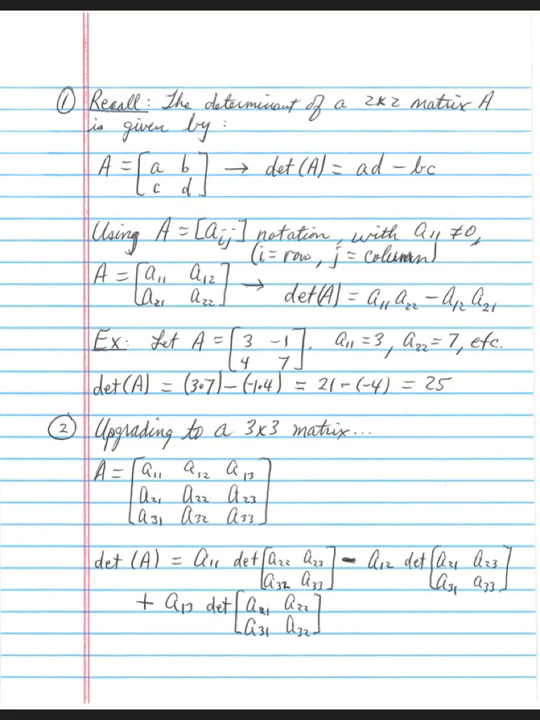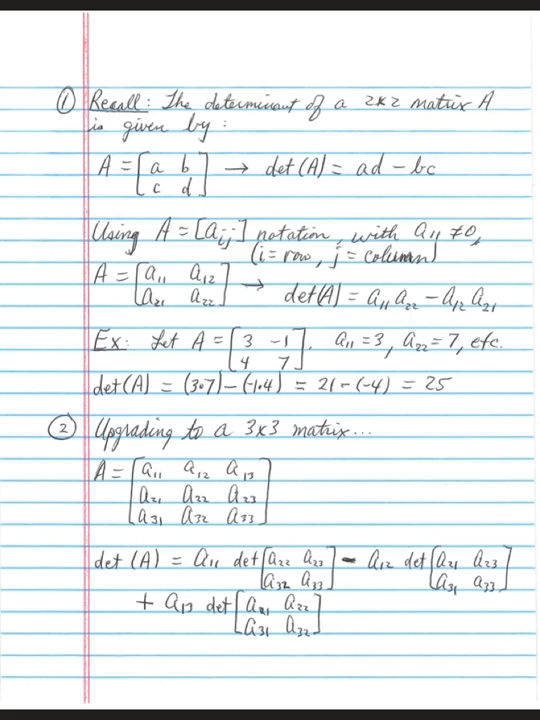Example, let A be the 2 by 2 matrix 3, -1, 4, 7. A11 would be this 3, row 1, column 1. 7, that would be row 2, column 2, etc. Your determinant is still calculated the same way. 3 times 7 minus -1 times 4. Those two negatives make a positive 4. 21 plus 4, that's 25.